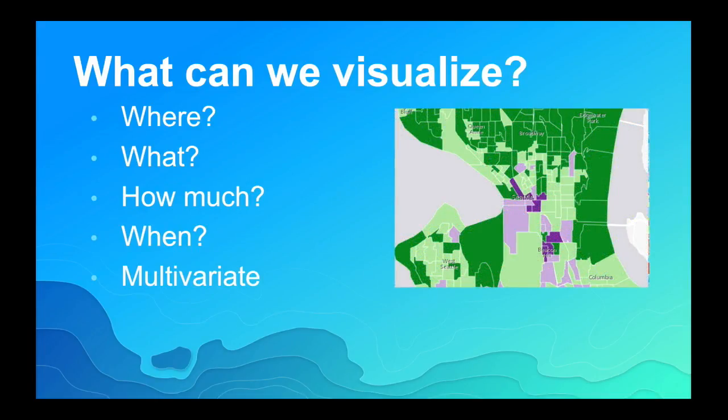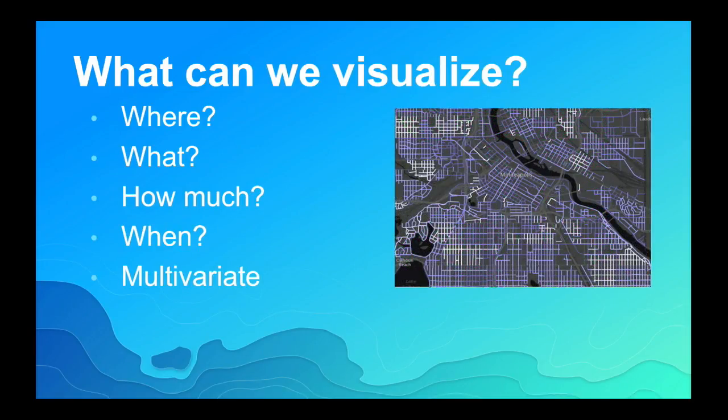Or it might be how much. In this case, it's an above and below class breaks visualization. So how many people completed a college degree? If it's above the national average, let's give it various colors of green. And if it's below that average, let's give it some kind of shade of purple.